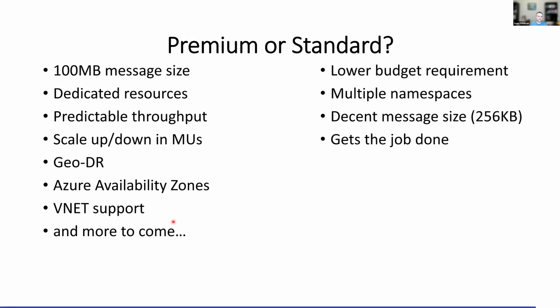But on the other hand, Standard tier is much, much lower budget requirement, right? Like $10 flat fee, unlimited number of namespaces, do whatever you want. Multiple namespaces, right? Like literally, if I have a team of 100 developers or I have multiple lower environments, they all can use those namespaces. A fairly decent message size, 256K.